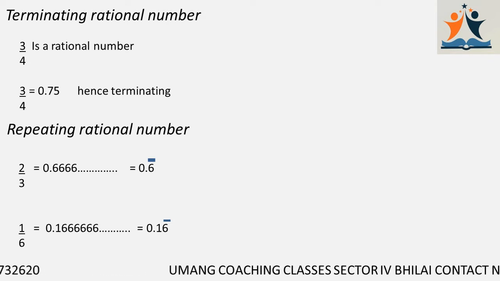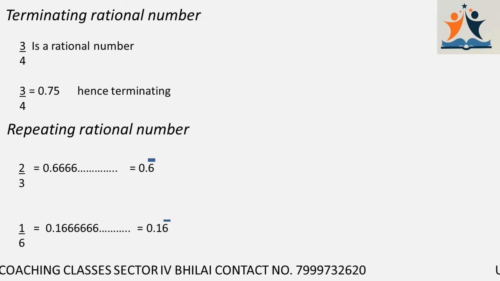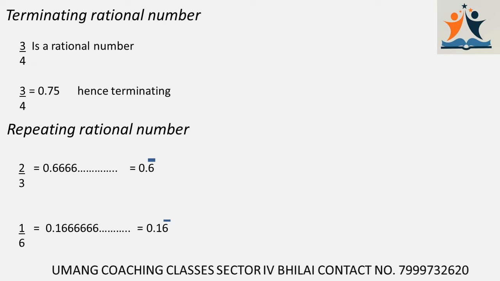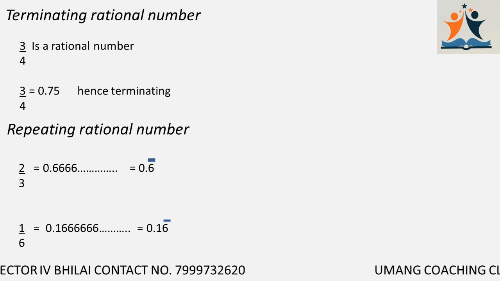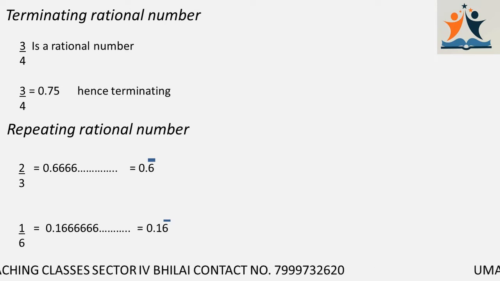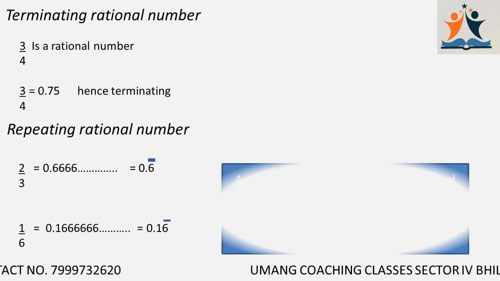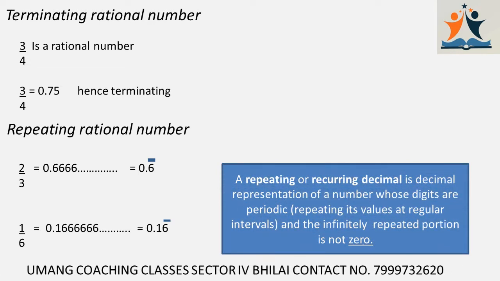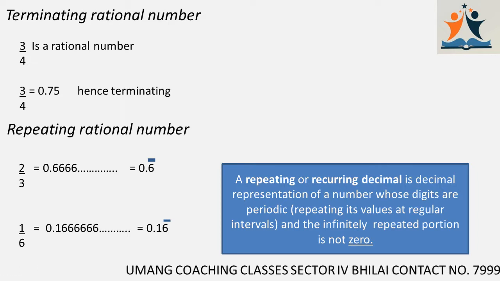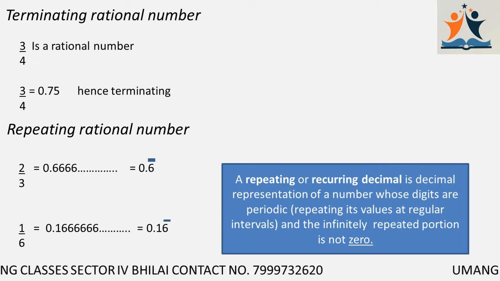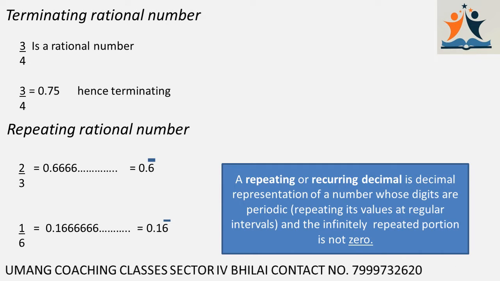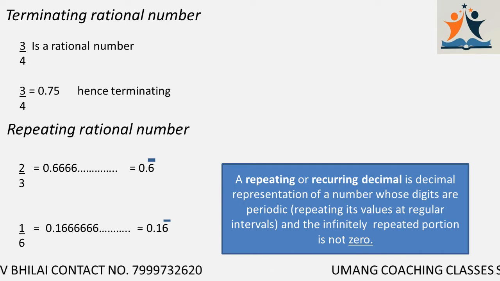To represent 1 by 6, we can write 0.16666, where again the 6 repeats infinite times. To represent this, we put a bar over 6, not over 1 and 6, only 6, because 1 does not repeat, only 6 repeats. This type of rational number, where the value is repeating, is a repeating or recurring decimal. It is a decimal representation of a number whose digits are periodic. It is repeating at regular intervals.